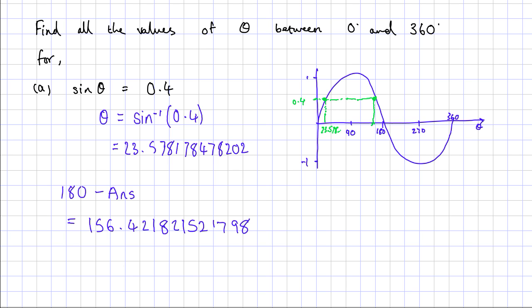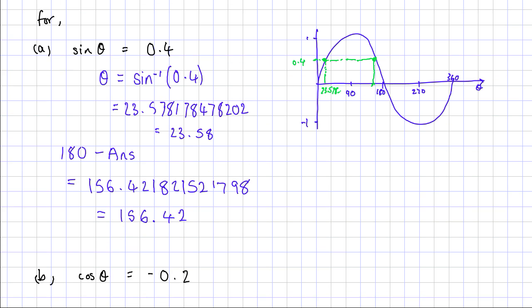So this value here is the value that I just worked out, 156.4218 and so on, and that's there. You can verify this on your own calculator: do sine of this answer and see if you get 0.4. So these are the two values. Now I'll just round them to 2 decimal places. This one will round to 23.58, and this one will round to 156.42. So these are the two values that satisfy this equation to 2 decimal places.